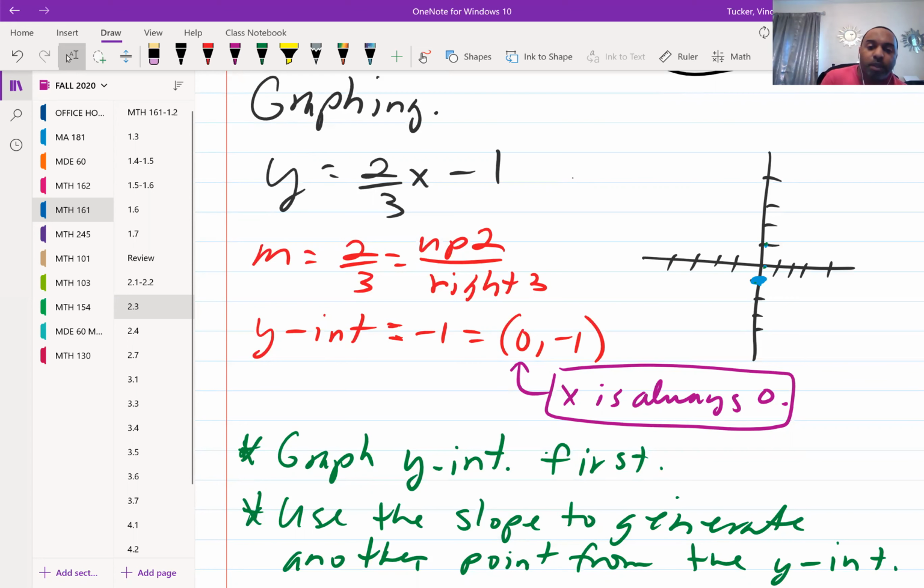Once you've established the given information and the instructions, look at what I have here in the green. First thing you're going to do is graph your y-intercept. And that's what we have right here. That's (0, -1). Now, use the slope to generate another point from the y-intercept. We do not go to the origin. Your slope is not a point. You go to the y-intercept, and from the y-intercept, you go up 2, right 3. And that's where our second point will be. That would be the line.